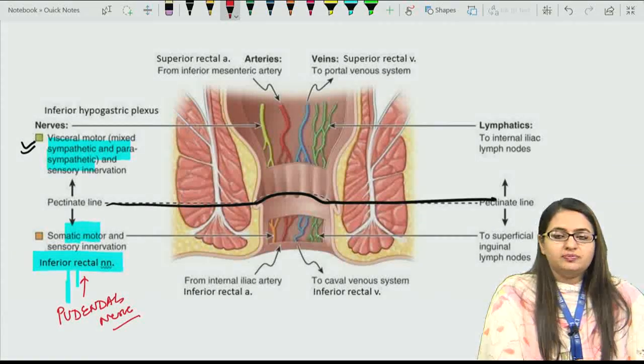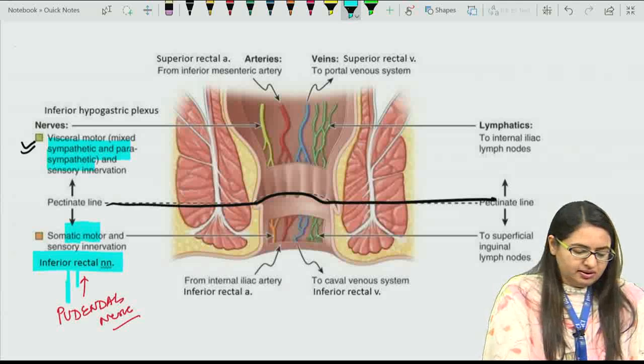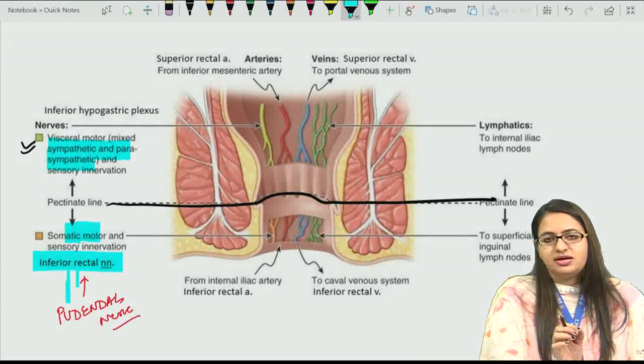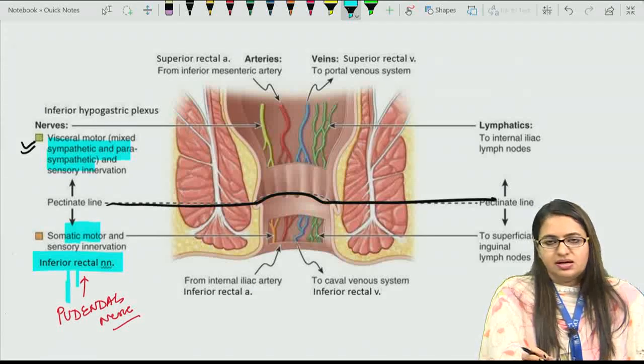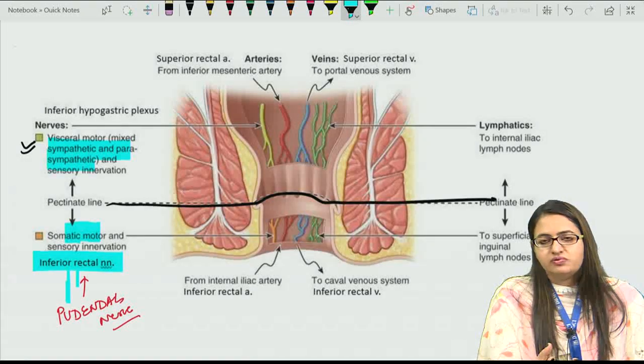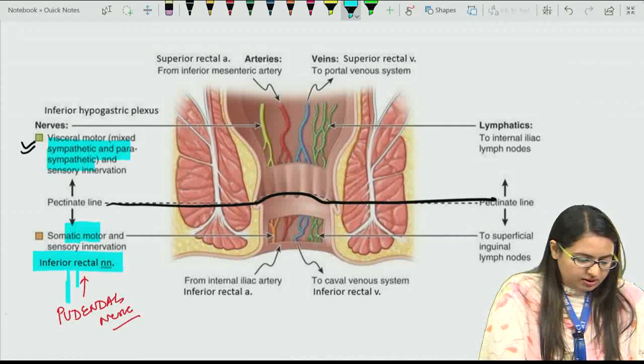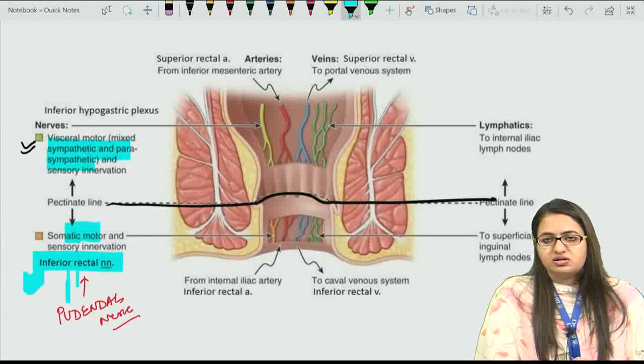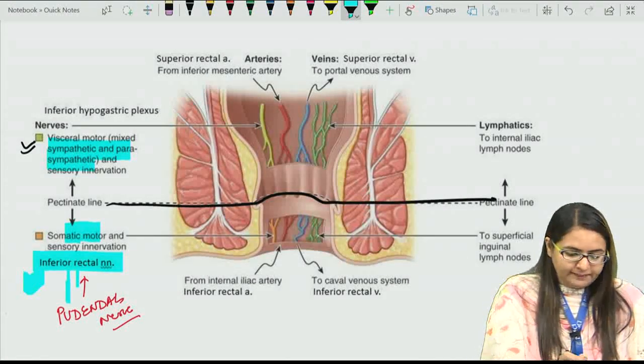Now if the hemorrhoids are present above this pectinate line, because they are supplied by the autonomic nerves, those hemorrhoids will be painless, that is, internal hemorrhoids will be painless, and they bleed when we strain during defecation. The external hemorrhoids, which are present below the pectinate line, are supplied by the inferior rectal nerve, which is a branch of the pudendal nerve. So they will be painful because they are supplied by these somatic nerves, and they do not bleed on defecation.